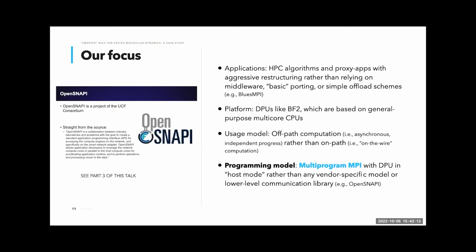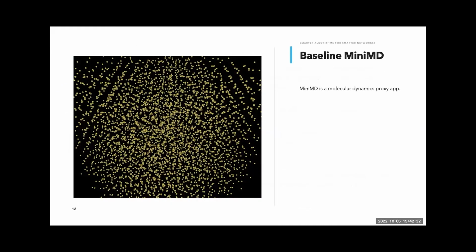Regarding programming, we use readily available open standards like MPI and OpenMP for programming the DPU, instead of lower-level communication libraries such as OpenSNAPI. Now let me explain how MiniMD works.